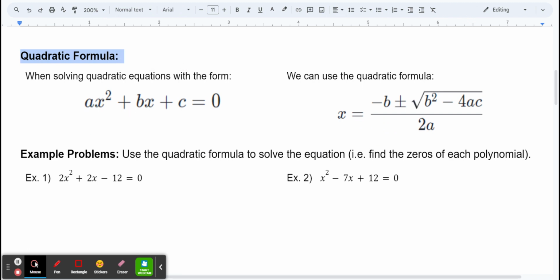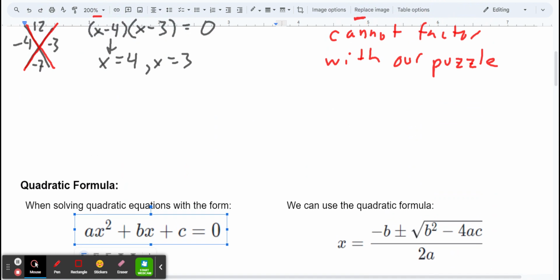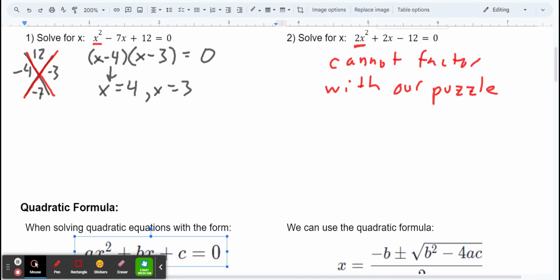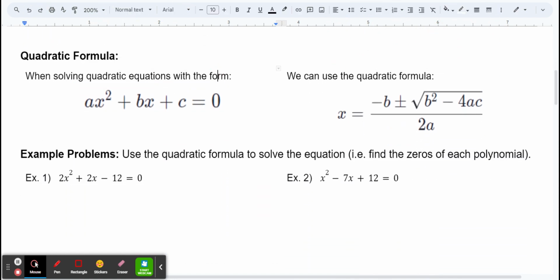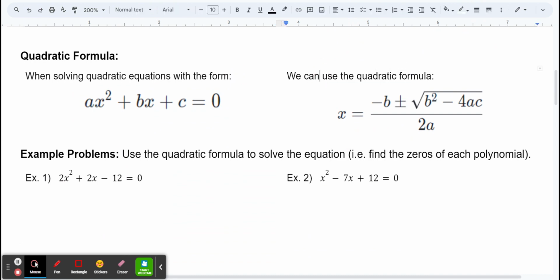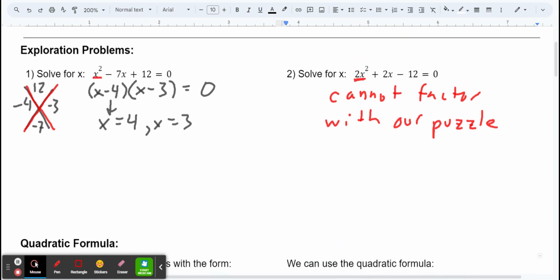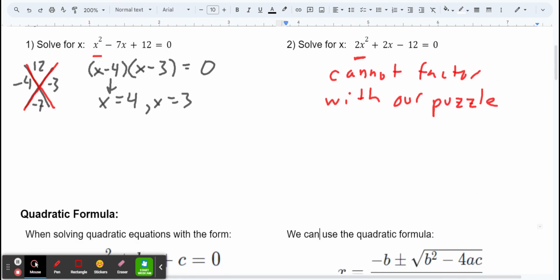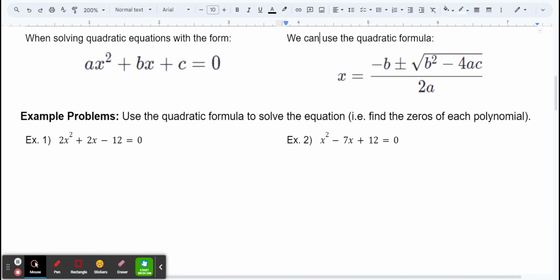So if you scroll down here, you see when solving quadratic equations with the form ax squared plus bx plus c equals 0. Notice how this form matches what we had in our Explore 2. 2 is our a, 2 is our b, -12 is our c. We can solve for that x by using this formula here. So let's see how it works. We're literally going to take that Explore problem 2 that we couldn't factor, and solve it now by using the quadratic formula and solving for those zeros.